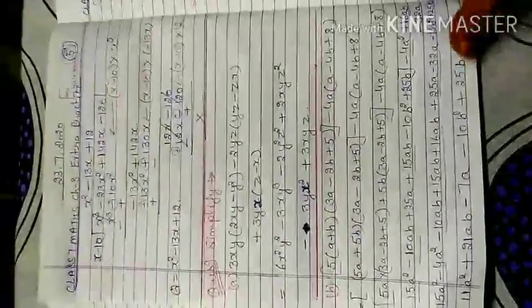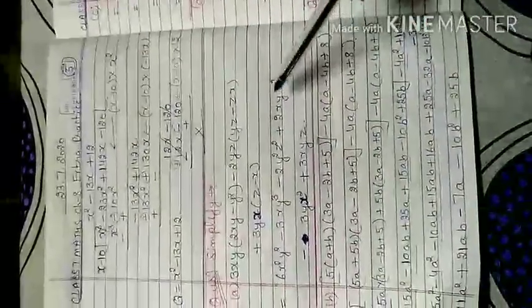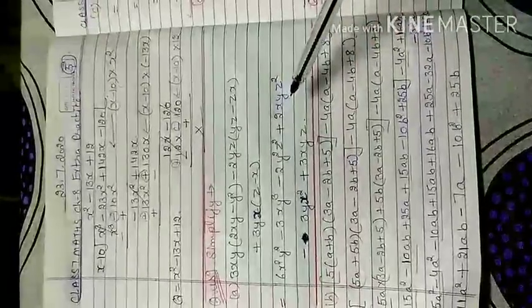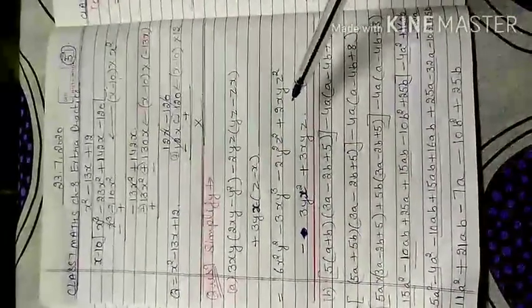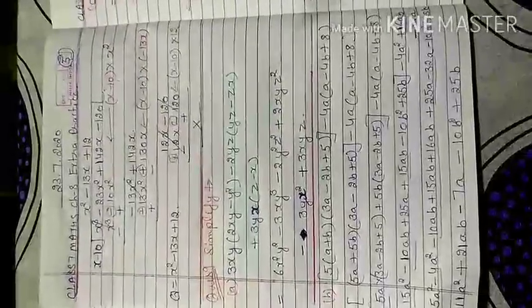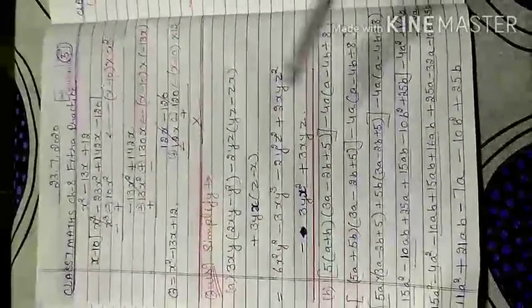Next is ninth question. You have to just simplify the terms. In simplifying the terms, if any term is outside the bracket, you multiply that term with all the terms present within the bracket, or if any negative sign is outside the bracket, you just open it one by one by changing the sign within the bracket.